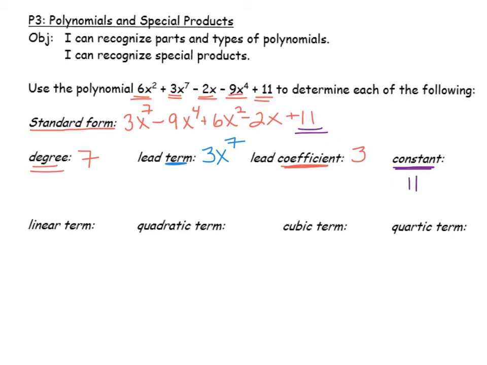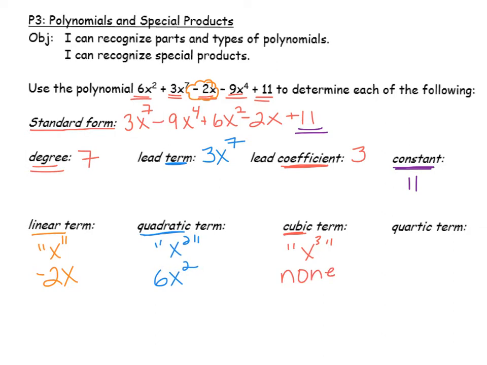The linear term means a term with just x to the first power. And in this case, it would be negative 2x. Make sure you include the negative sign if it's out in front. A couple of the terms that we should know as well. A quadratic term is a term that has x squared in it. And that for us would be 6x squared. A cubic term would be a term that has x to the 3rd. And if I look at this polynomial, there are no x to the 3rd terms, so we would say none.